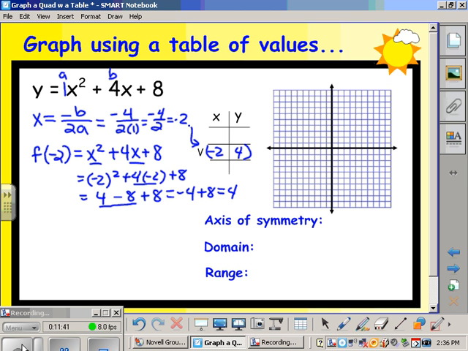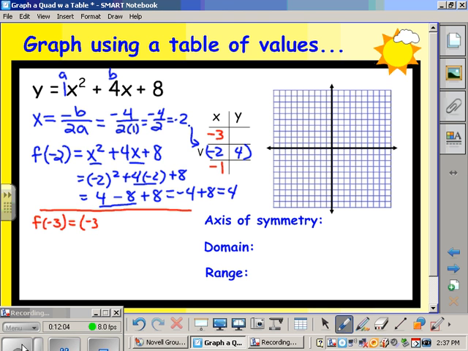Now remember, from here, you need 2 more x values. So you're going to pick one x value that's less than negative 2, so that'd be negative 3, and one that is greater than negative 2, which is negative 1. And those will now be the numbers that you plug in for x into the equation to allow you to find y. So now we're going to plug in negative 3.